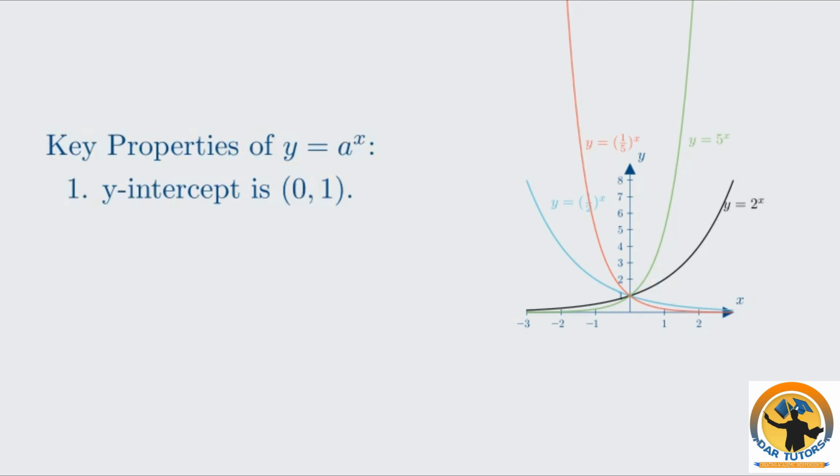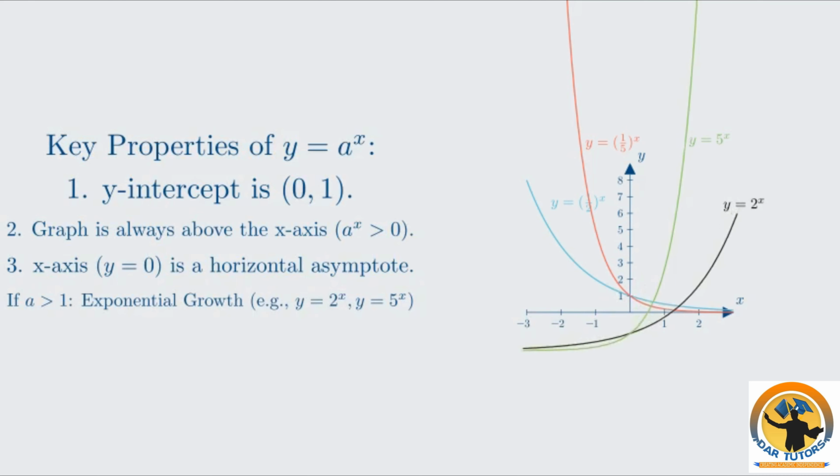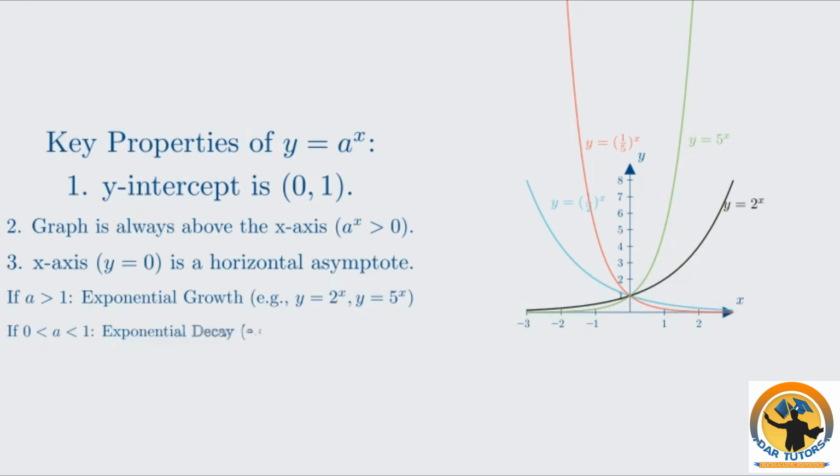We can categorize these graphs into 2 types based on the base, a. If the base, a, is greater than 1, like 2 or 5, the function is increasing. As x increases, y increases. This is called exponential growth. The larger the base, the steeper the growth. If the base, a, is between 0 and 1, like 1/2 or 1/5, the function is decreasing. As x increases, y decreases. This is called exponential decay. The smaller the base, the steeper the decay.